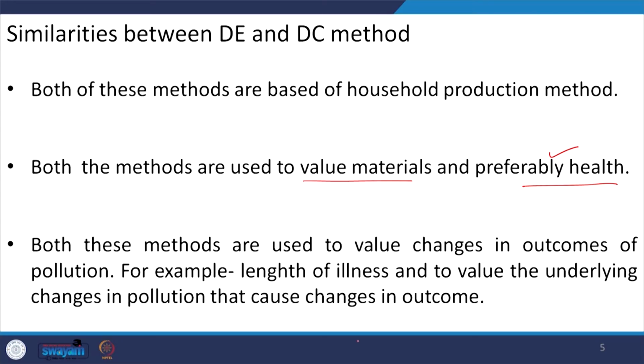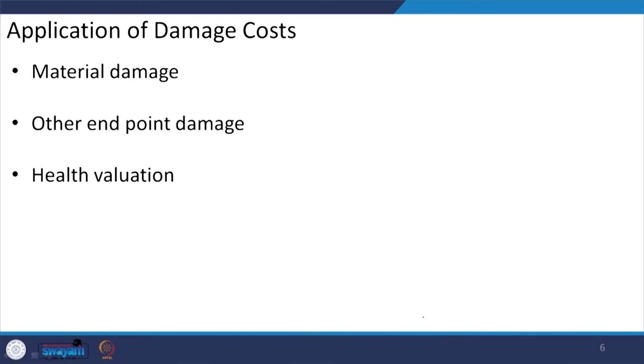And again, both of these methods are used to value changes in outcomes of pollution, here we are talking about, let us say, sickness or the duration of illness, and to value the underlying changes in pollution that can cause changes in the health outcome. So, this is how we can understand what the damage cost method is and how it is different from the averting or defensive behavior expenditure method.